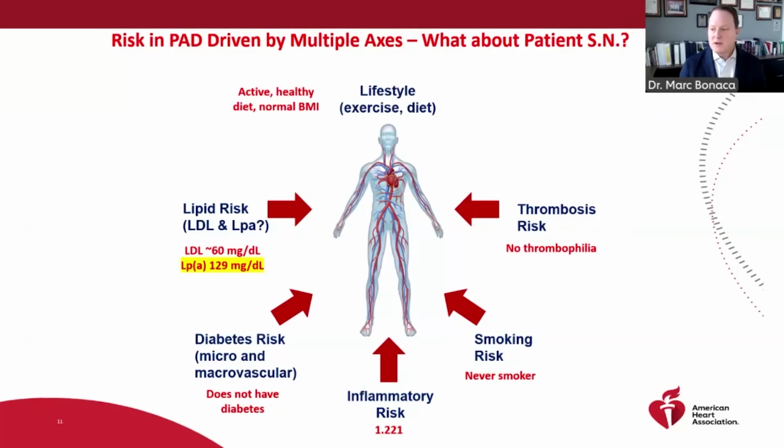His hsCRP was 1.22, so that wasn't elevated, never smoked, and had no thrombophilia. So I checked a lipoprotein(a) in him, and lo and behold, it was quite elevated at 129 milligrams per deciliter. So what does that mean for this patient?